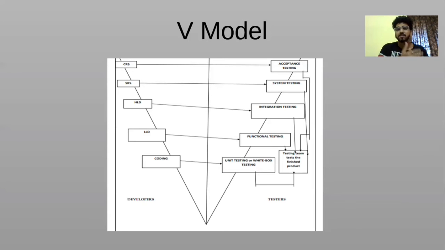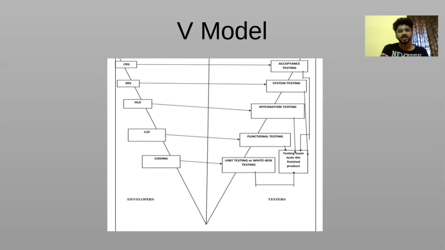By this, they'll be converting it to the SRS, whereas the testers will be involved in writing acceptance test plans or acceptance test cases. And if they have any conflict or any confusion, they could discuss it with developers, and the developers could communicate back to the BA, business analyst, and could rectify these problems. So firstly they'll be getting the CRS, as I said, and converting it to SRS.